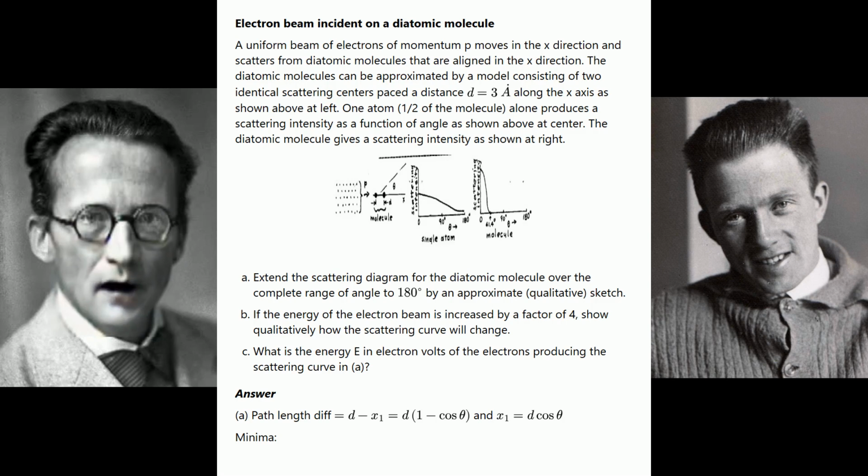Electron beam incident on a diatomic molecule. A uniform beam of electrons of momentum p moves in the x direction and scatters from diatomic molecules that are aligned in the x direction.